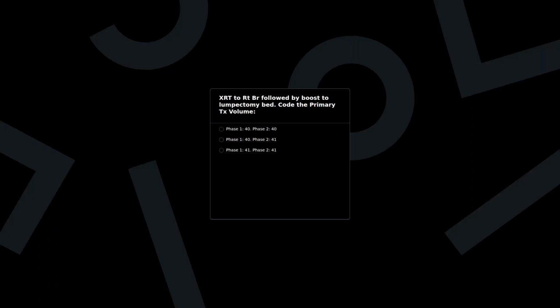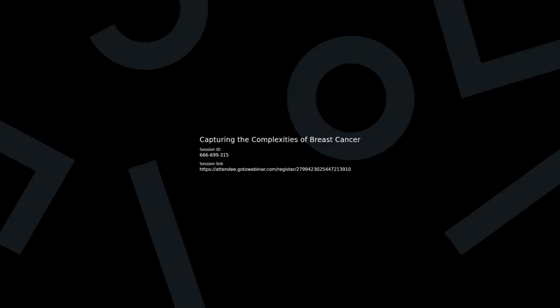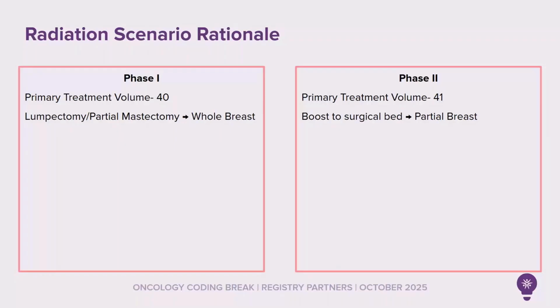So we had about 9% say A, 84% say B, and 6% say C. Okay, great. The answer is B, phase 1, code 40, and phase 2, code 41. Phase 1 is coded to the right whole breast, 40, and phase 2 is coded to the right partial breast, 41. This instruction is located in STOR page 258, as well as the STOR Appendix R case study 7.